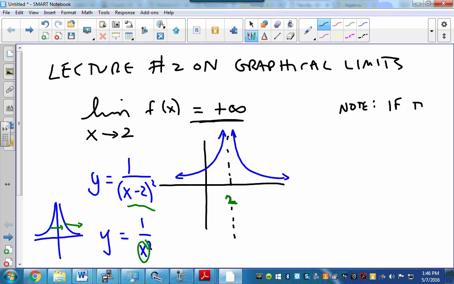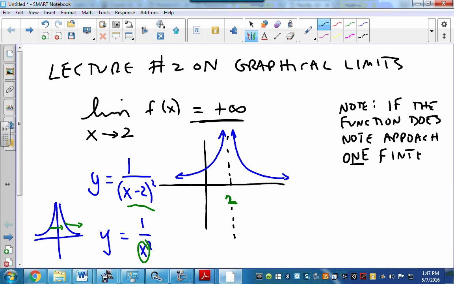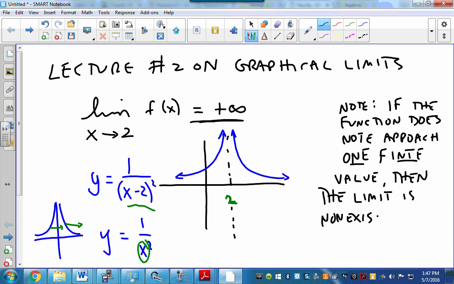Now, even though this is correct notation, I should note that if the function does not approach a finite value, then the limit is non-existent. So technically we can say this limit does not exist, and that's also correct.